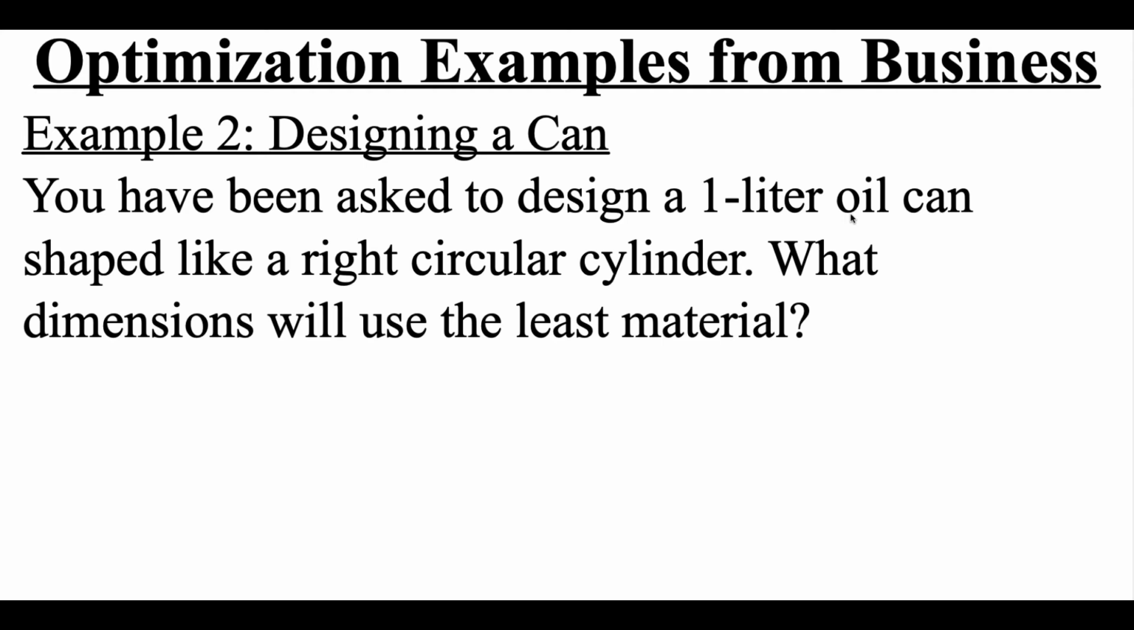So first, let's talk about the volume of a cylinder. When you're calculating volume of a circular cylinder, it's pi r squared times the height. Now, our volume is 1 liter, but I'm actually going to convert that over into cubic centimeters. So in 1 liter, there are 1,000 cubic centimeters. So I'm going to plug that in for my V value over here. We know that our volume has to be 1,000, and that's going to be pi r squared times the height.